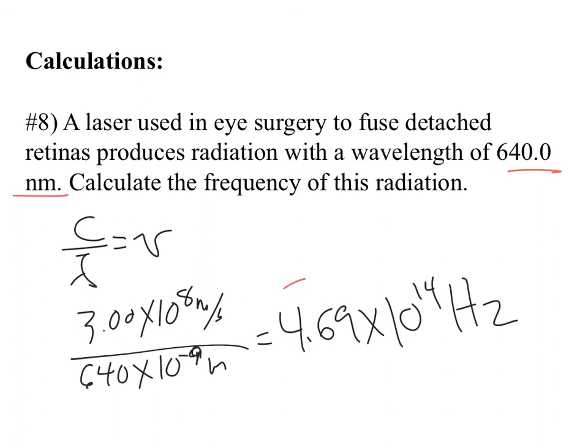Okay, so again, if you didn't do the conversion, you should have gotten something that looks like 4.69 or 469,000 or 4,690,000, something along those lines, which would be 4.69 times 10 to the 6th, I believe, might be what you got. That's just because you didn't do the nanometers to meters conversion.